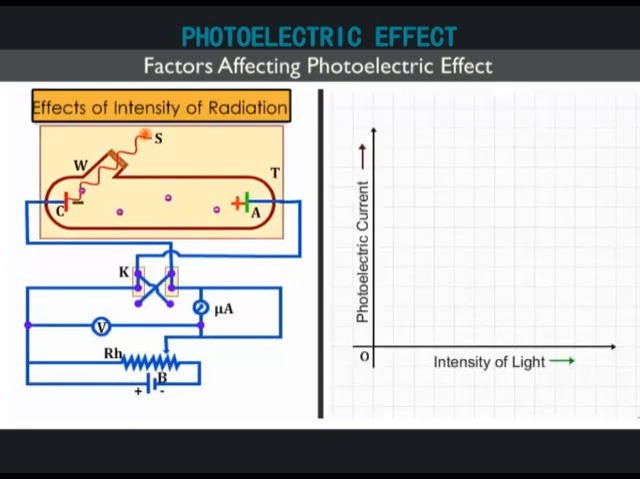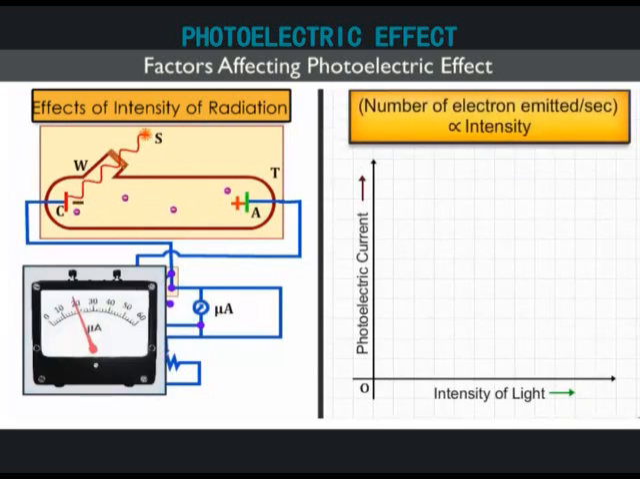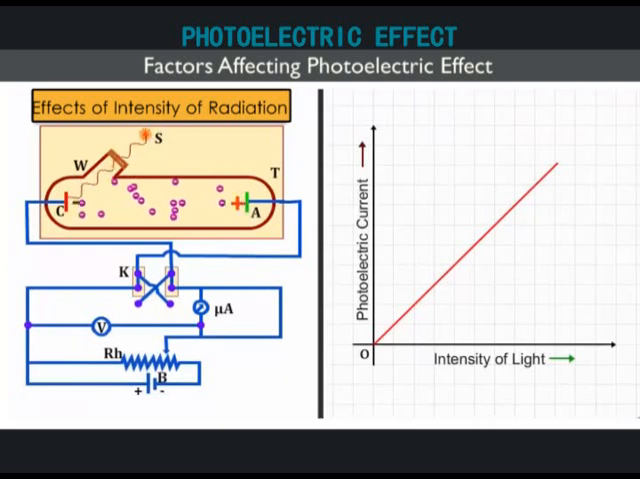As you increase the intensity of radiation incident on the metal surface, it is observed that the photoelectric current increases proportionately. This is because as the intensity of the radiation increases, the number of photons incident per second on the metal plate increases. This results in the number of emitted electrons increasing and hence increases the photoelectric current.